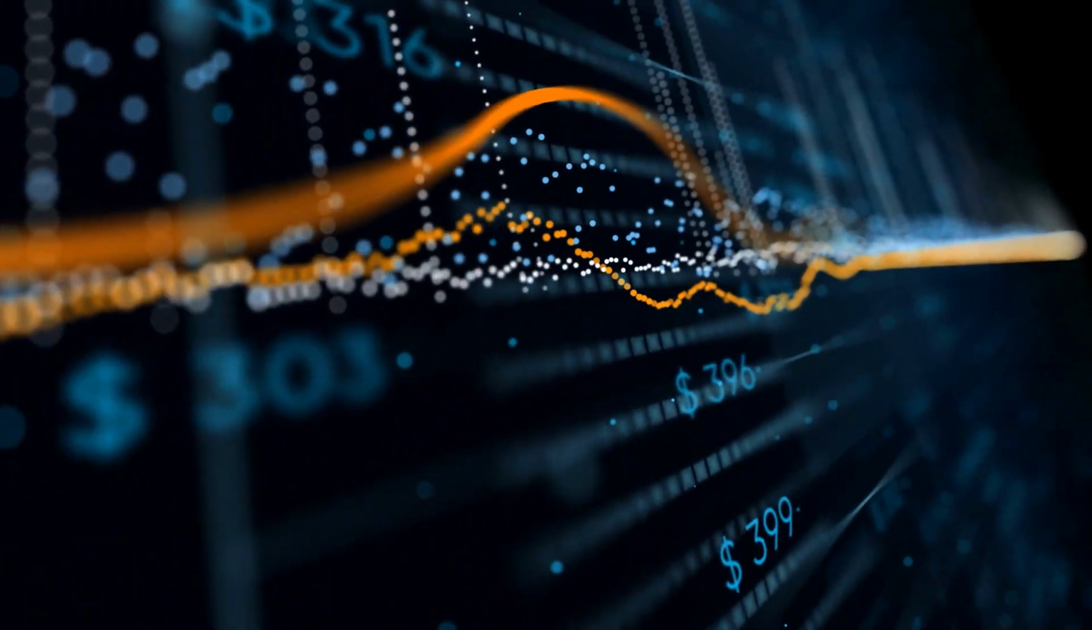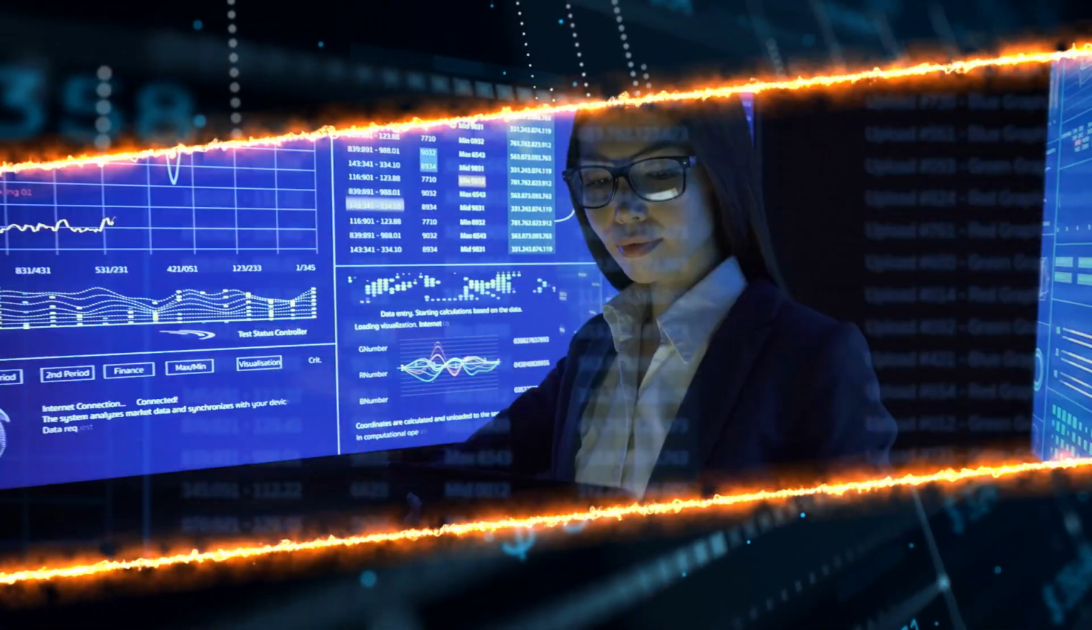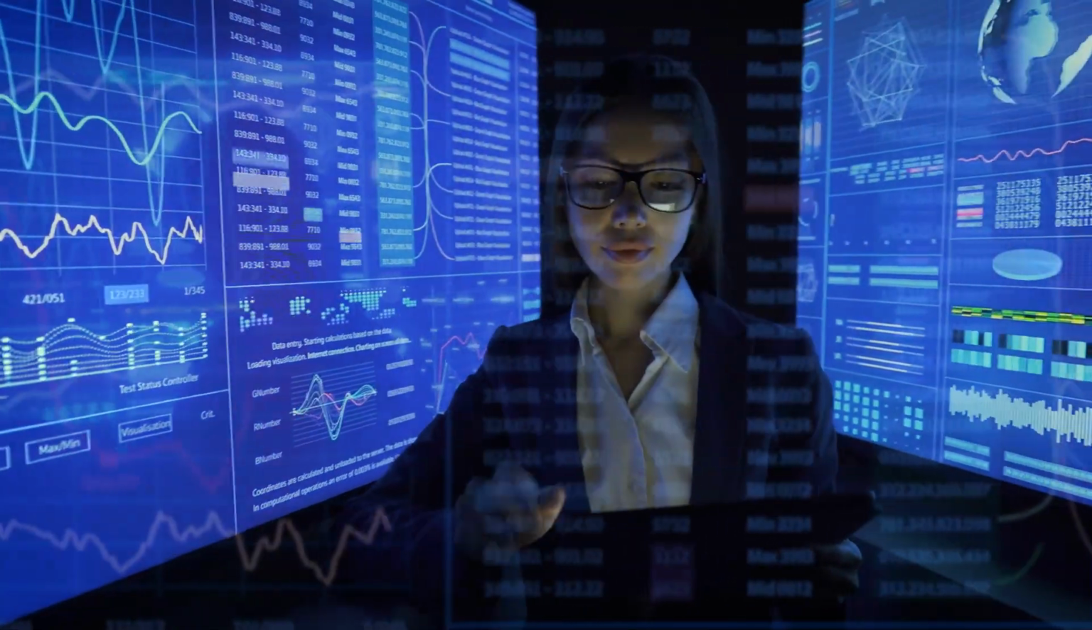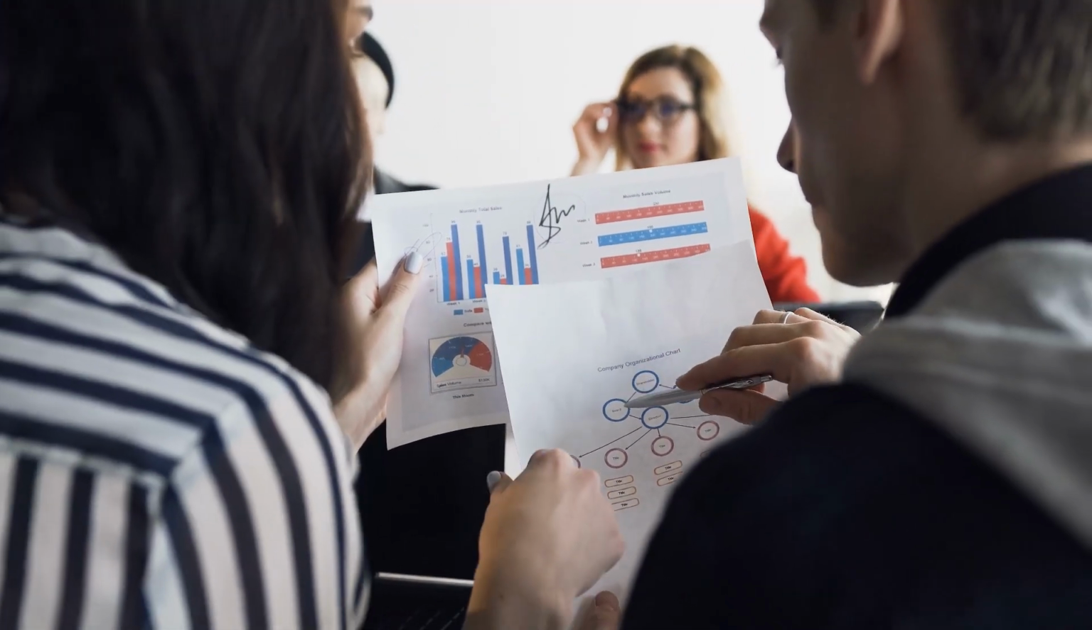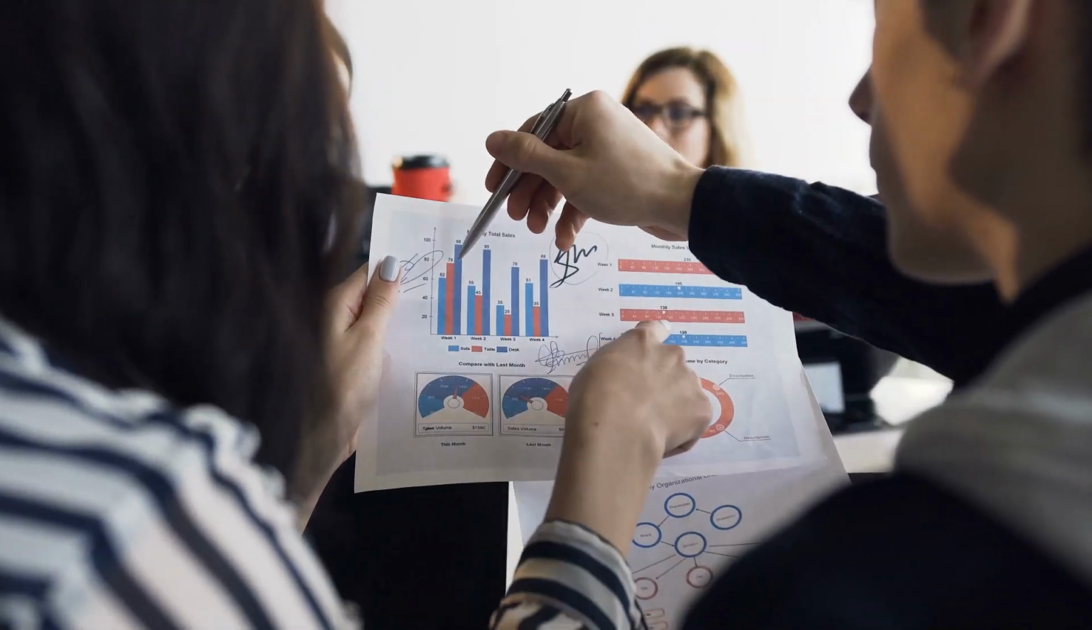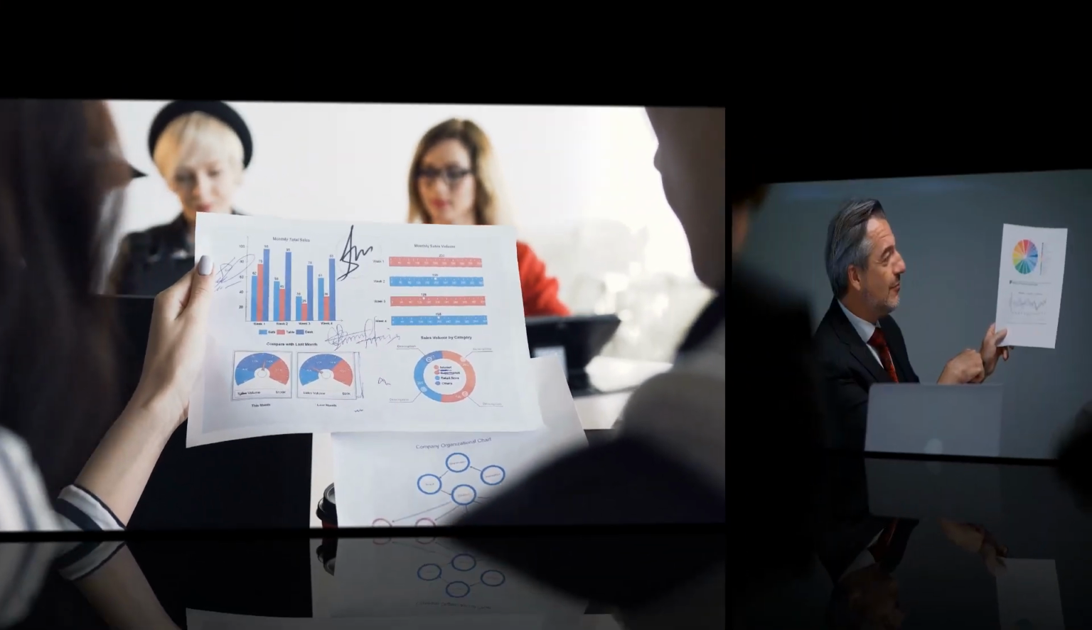Next, we have the income statement, also known as the profit and loss statement. This statement shows the company's revenues, expenses, and net income over a specific period. Revenues are the company's sales or income generated from its core operations. Expenses include costs related to production, marketing, and administration. Net income is the final result after deducting expenses from revenues.